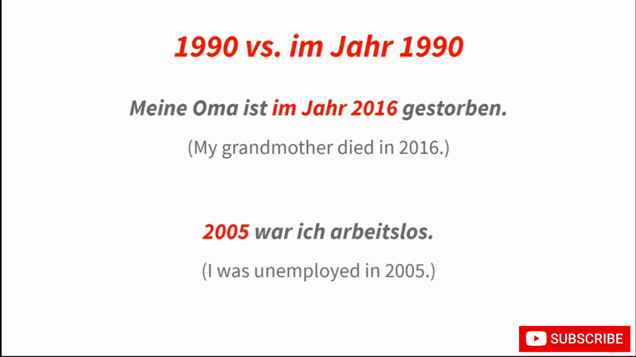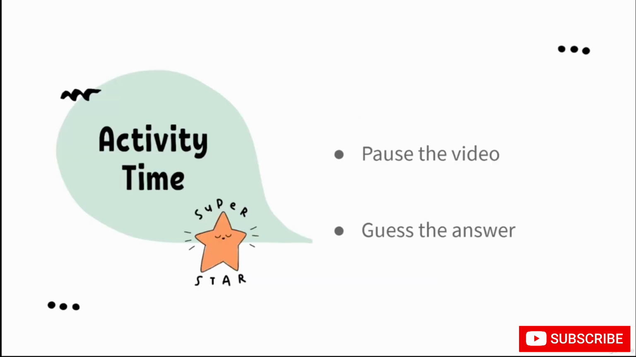2005 war ich arbeitslos. I was unemployed in 2005. Can you see the difference? Of course, we can make the sentence without im Jahr or with im Jahr. There is no significant difference between them. But when we want to emphasize the Jahr, then im must be used. But when we only want to say the years without anything, then there is no preposition. So, we have learned so far when we have to use im and when not, when we want to say years in German. Now it's activity time.